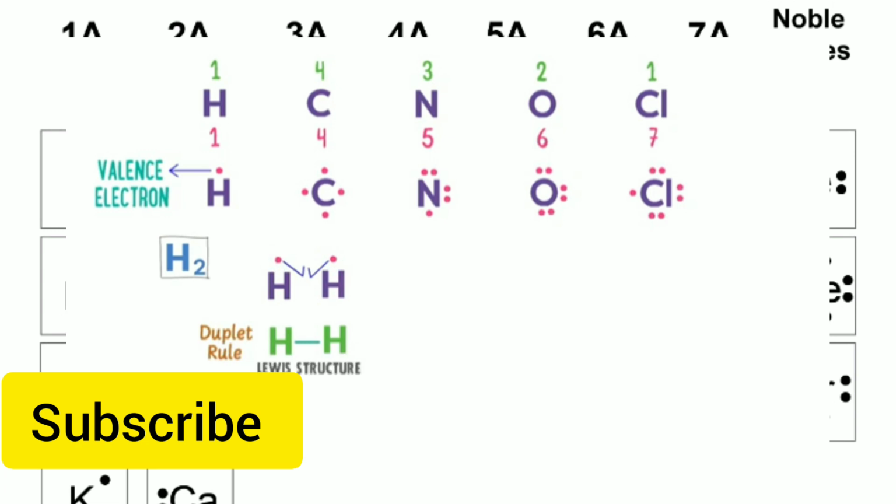This is the Lewis structure of the hydrogen molecule. This single bond represents 2 electrons or 1 pair of shared electrons. Hence, note down this Lewis structure of hydrogen.